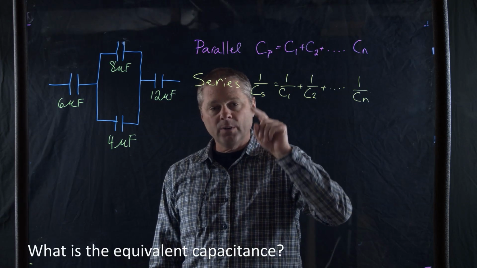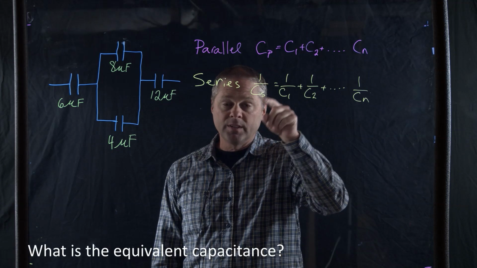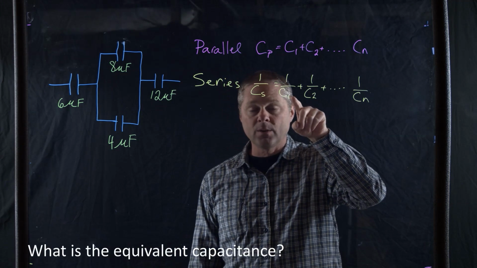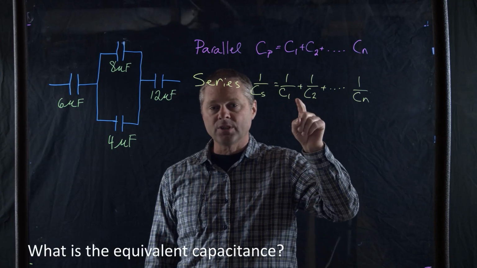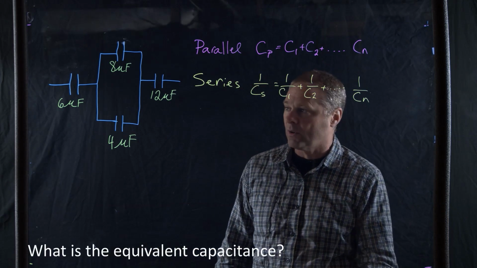If we have capacitors in series, we're going to take the inverse. So the total capacitance in series is going to be equal to the sum of the inverse of the individual capacitors. All right? So the sum of the inverse of the individual capacitors.